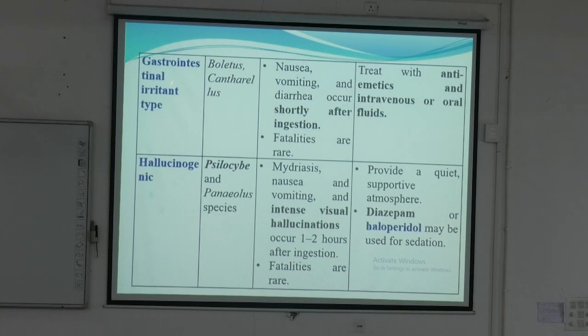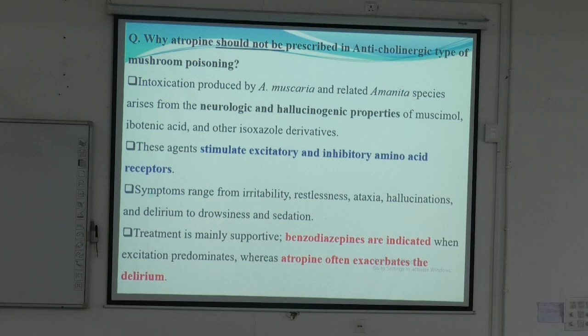And there are two other types, the gastrointestinal irritant type and the hallucinogenic type. It is done by the Boletus species and by the Psilocybe species. Here again nausea, vomiting, diarrhea can occur. The treatment is done by antiemetics and intravenous and oral fluids. And here again mydriasis and intense visual hallucinations can occur. Here we have to give a sedative hypnotic drug like diazepam or lorazepam, haloperidol, etc.